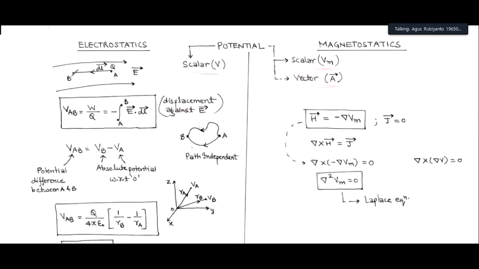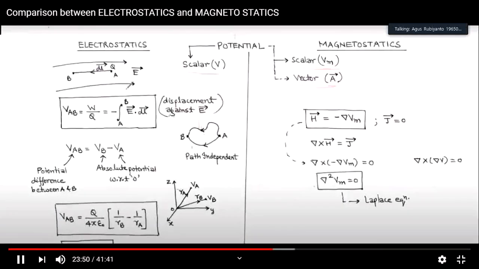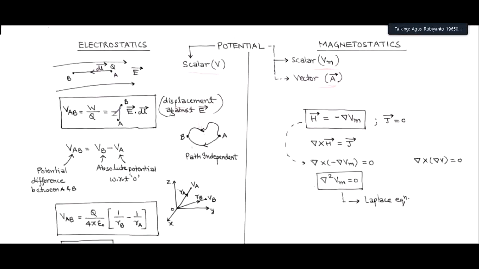And this is the ratio of work done per unit charge, which means that when we displace a charge Q against the electric field, we have to do some work against the electric field. So it is equal to minus integration of E vector dot dl vector. Here the limit is from A to B. And here we consider a negative sign because we displace Q against the electric field. And the potential difference between 2 points is equal to V suffix B minus V suffix A, where VB and VA are called the absolute potentials at points A and B with respect to origin.